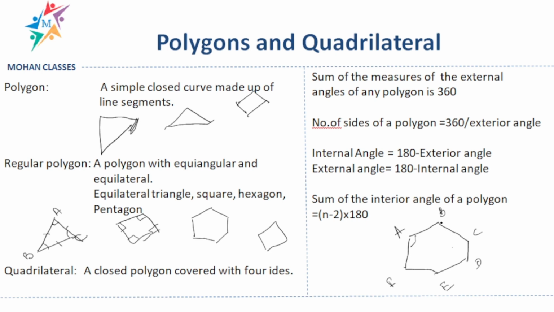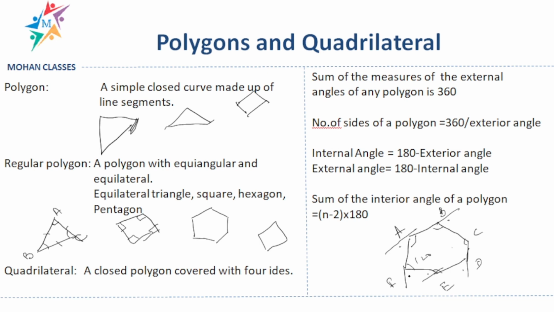What is the internal angle of a hexagon? How much? The internal angle will be 120. This angle will be 120. What will be the external angle? If you extend this side, you will have an external angle. If you are extending here, it will have an external angle. Here also, it is the external angle. So, these are all called external angles of a polygon.